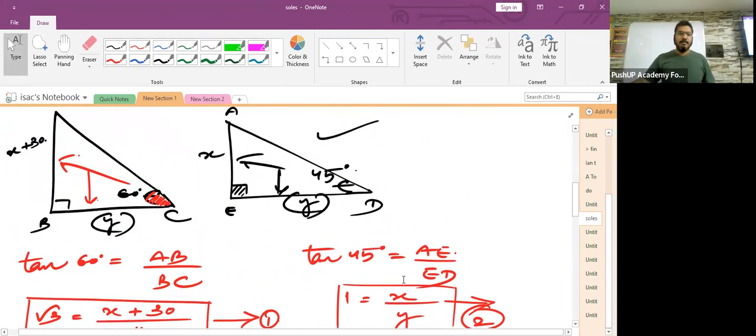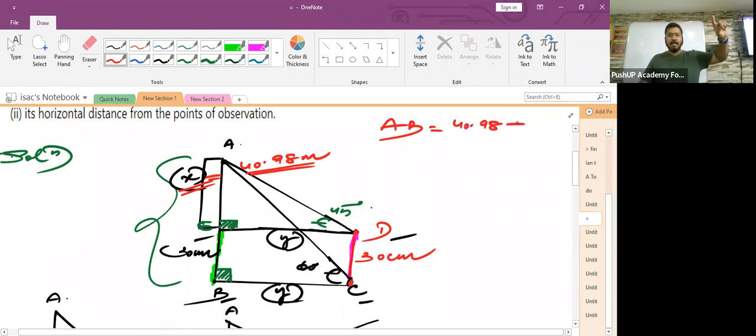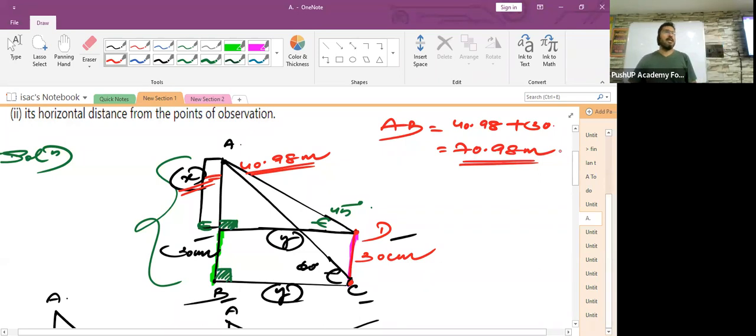Now, children, you got the value of X, 40.98. But you had to get the value of AP, which is the height of the tower, isn't it? How will you get the height of the tower? Just by adding 40.98 and 30 meters. And hence your answer becomes 70.98 meters. This is your answer. If somebody asks you to round it off to the next whole number, the answer should have been 71 meters. Here they haven't asked you, so no need to write it.